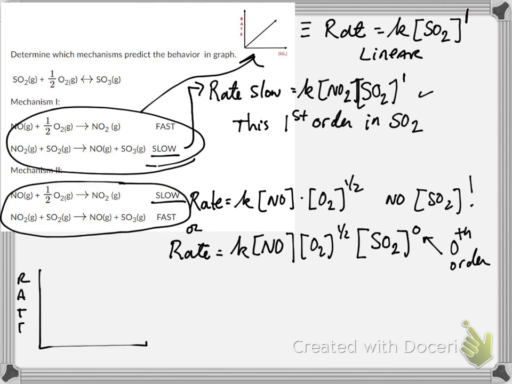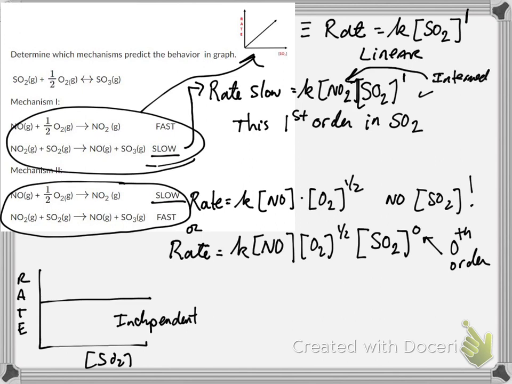Okay, so the rate versus concentration of SO2, this is independent, zero order. That would be mechanism 2. So mechanism 2 would be flat, while mechanism 1 would be linear with SO2. Now it turns out that although this slow rate law was perfectly fine for determining whether it was first order in SO2 or not, it is not a valid overall rate law, and we're going to talk about how we can generate valid overall rate laws from the fast-slow mechanism. Okay, so we're going to do that now.